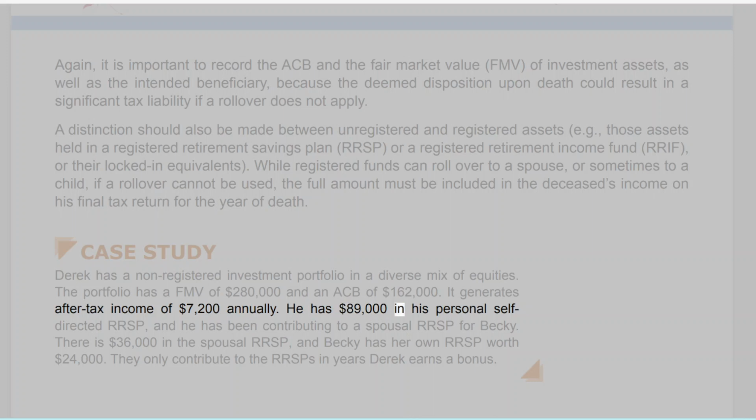He has $89,000 in his personal self-directed RRSP, and he has been contributing to a spousal RRSP for Becky. There is $36,000 in the spousal RRSP, and Becky has her own RRSP worth $24,000. They only contribute to the RRSPs in years Derek earns a bonus.